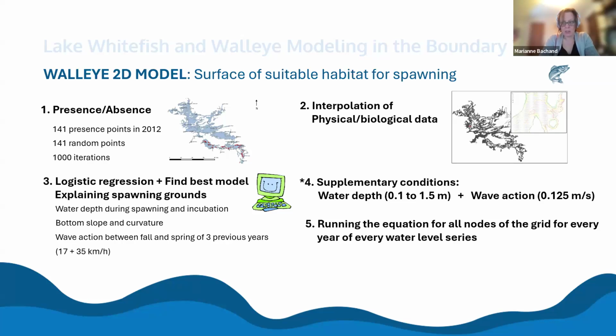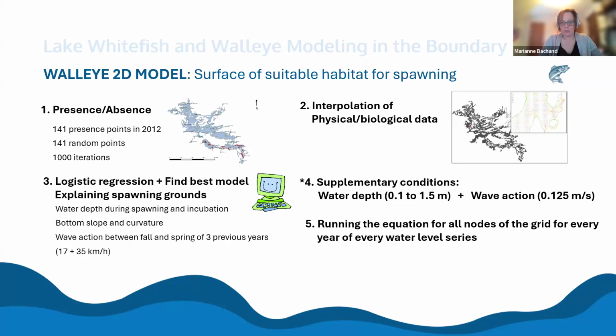We use logistic regression to link the different physical variables to the observation. So we used at that time water depth during the spawning and incubation period, bottom slope and bottom curvature. And we tested different wave action variables to establish what is structuring the spawning habitat of walleye. In the model, we added a supplementary condition to represent the survival of the eggs. So is it possible for the eggs through time to survive the water level variation? So we put a condition of water depth and of wave action during the spawning season.